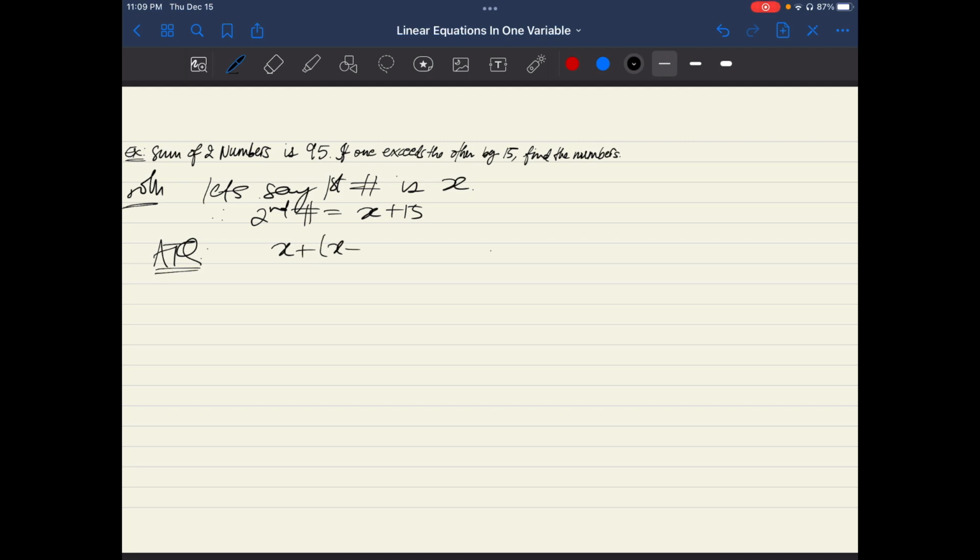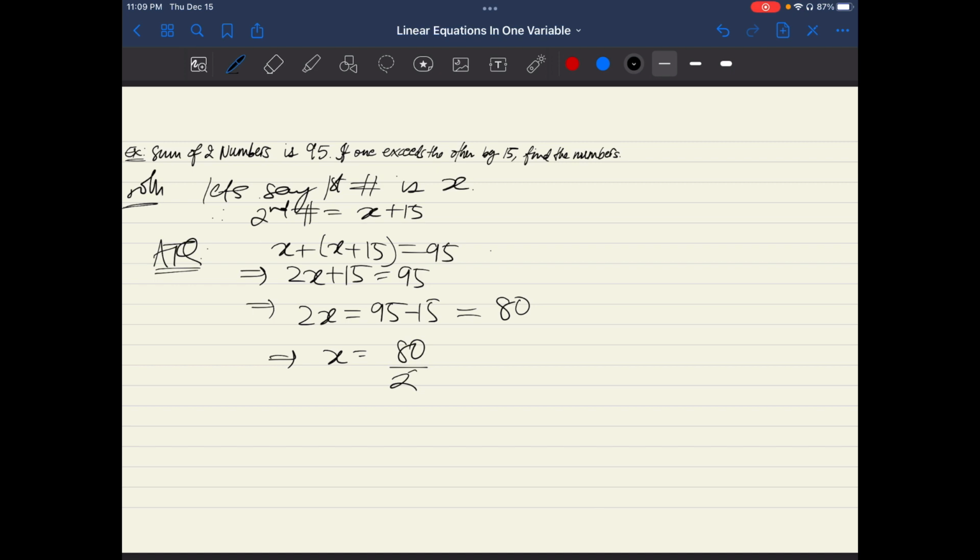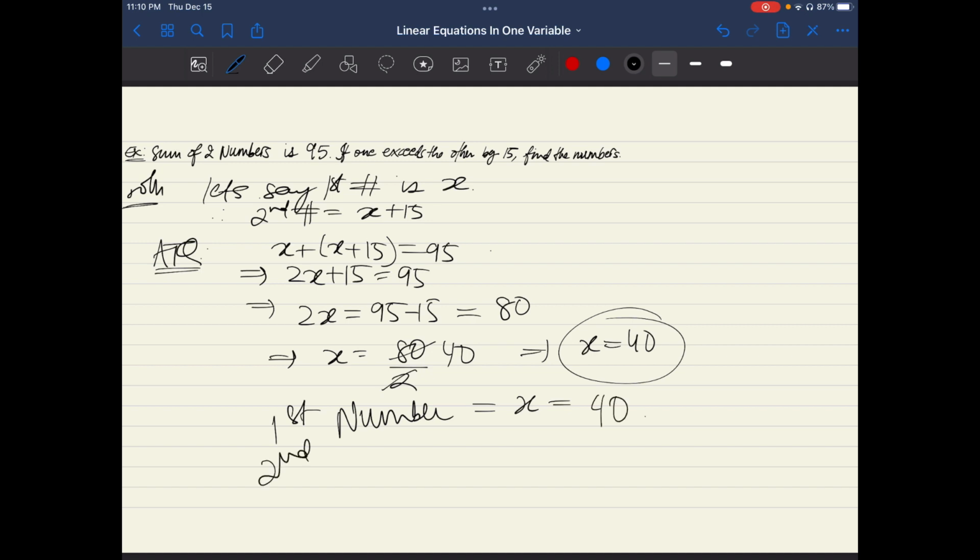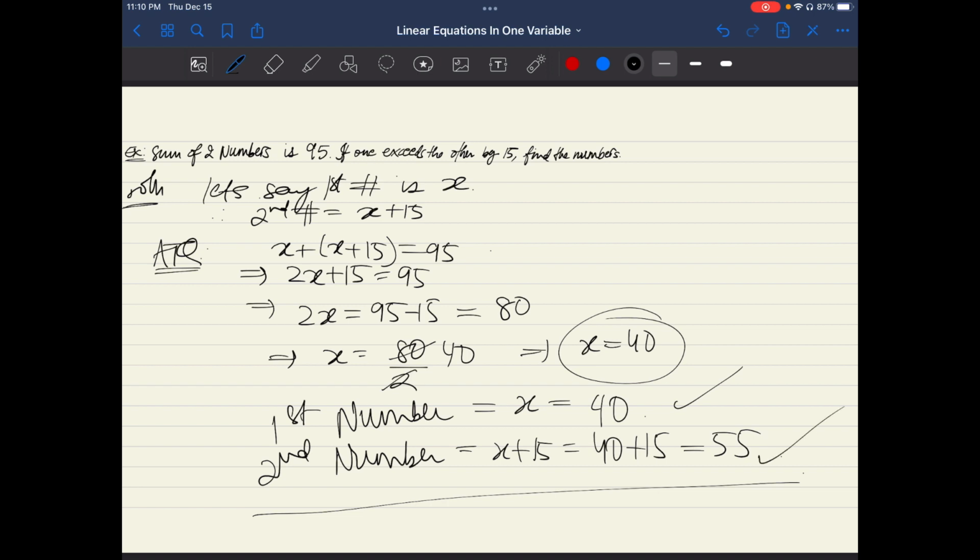And now, according to the question, we have the sum of two numbers is 95, which is x plus x plus 15 is 95, which means 2x plus 15 is 95. So 2x is 95 minus 15, which is 80. Therefore, x is 80 over 2, which is 40. Therefore, our first number is x, which is 40, and the second number is x plus 15, which is 40 plus 15, 55. So the two numbers are 40 and 55.